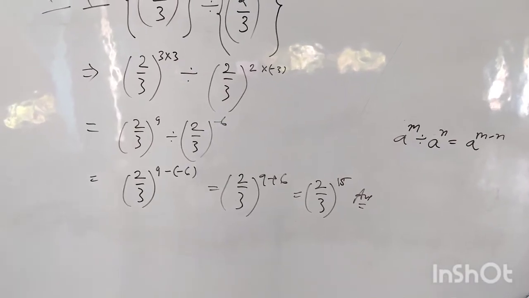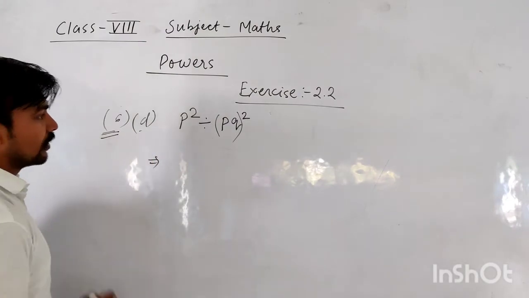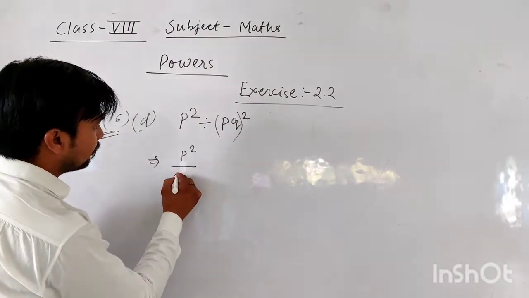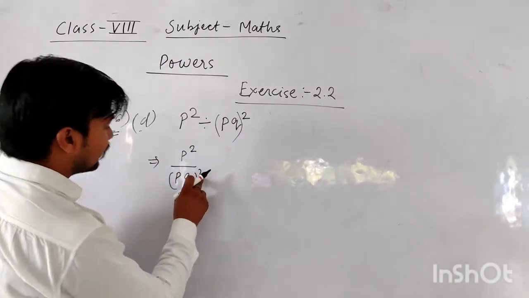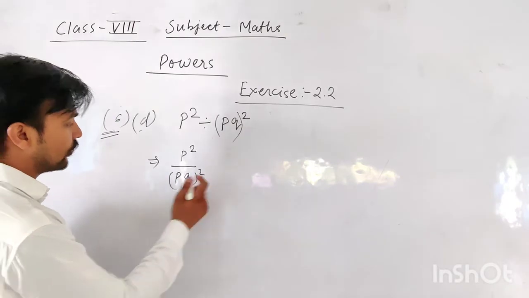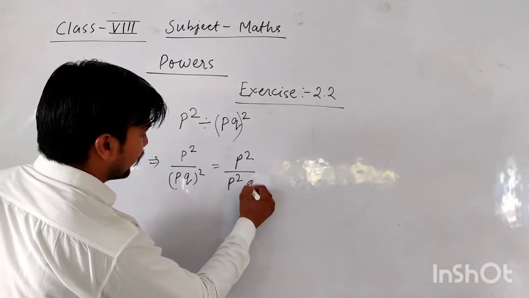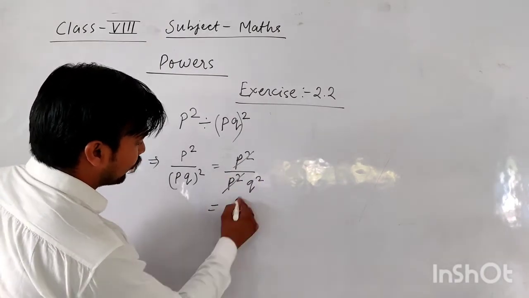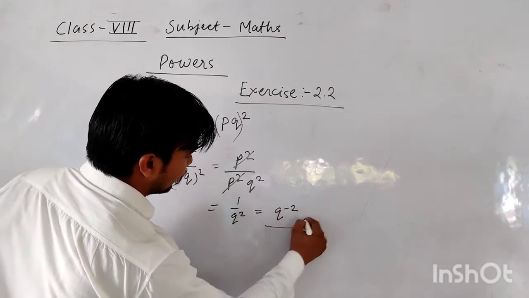Now we are going to solve question number 6D. So let us see how we are going to solve. Here is divide, then this will become p q whole square. As we know that this square is going to distribute on p and q, so p square, it becomes p square q square. So this can be written as p square cancel out 1 by q square, and this can also be written as q to the power -2. Answer.